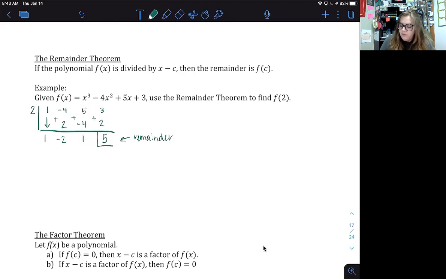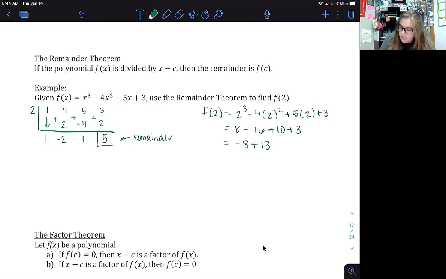What the remainder theorem says is if we evaluate this function, so we find f of 2, we should get 5. So let's check that. We have 2 cubed minus 4 times 2 squared plus 5 times 2 plus 3. Sorry about that, guys. All right, so let's evaluate. 2 cubed is 8 minus, 2 squared is 4, times 4 is 16, 5 times 2 is 10, plus 3. 8 minus 16 is -8. And 10 plus 3 is 13. -8 plus 13 is 5. And that checks and is the same thing as what we got as a remainder when we did synthetic division.